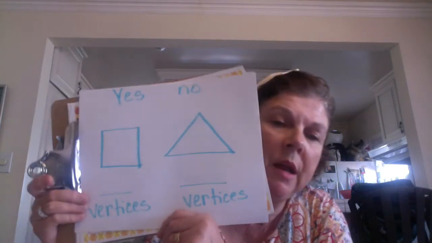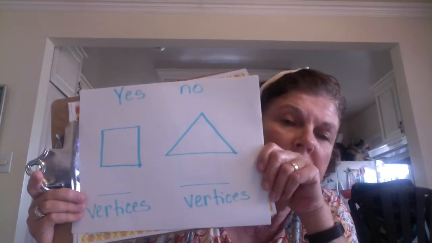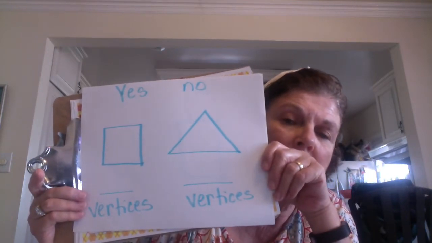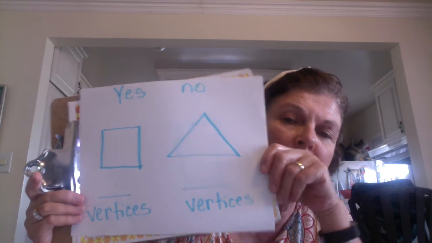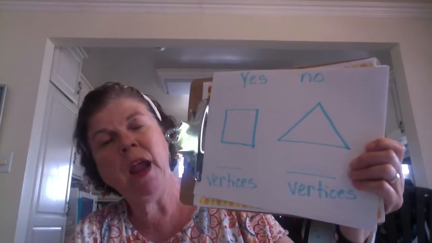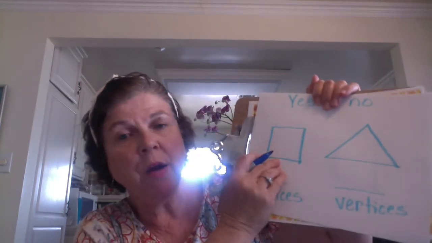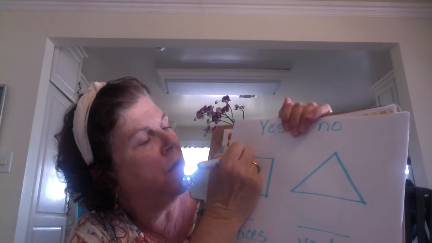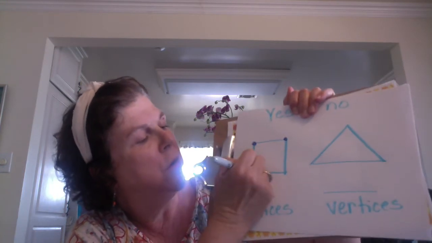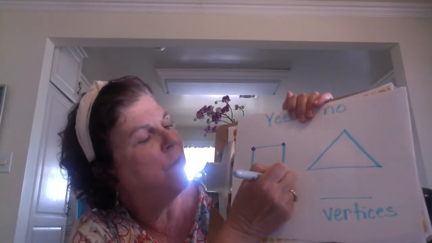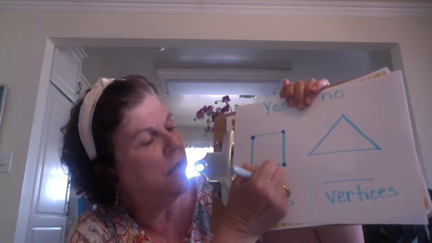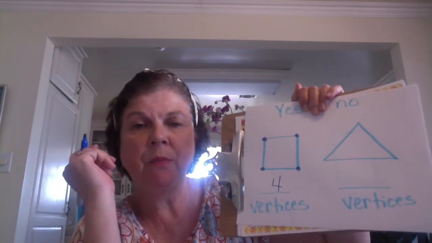All right, I have one right here. Yes or no, are these the same? Do they have the same amount of vertices? Remember, vertices are the corners. So I'm going to count them for each shape. Okay, here's the square shape. I'm going to go 1, 2, 3, and 4. I'm going to write that it has 4 vertices.